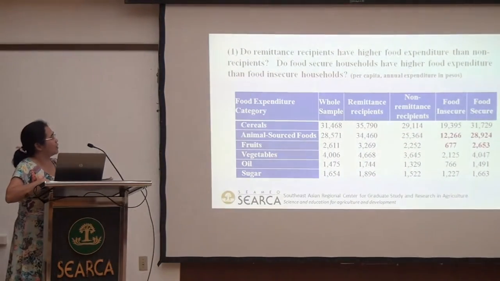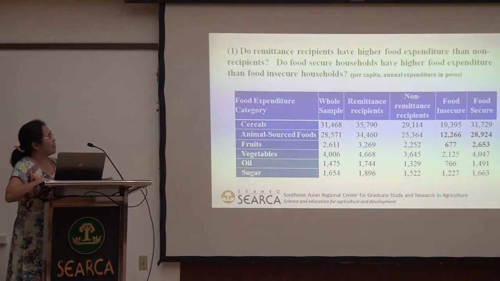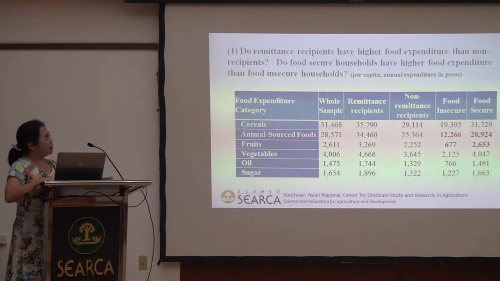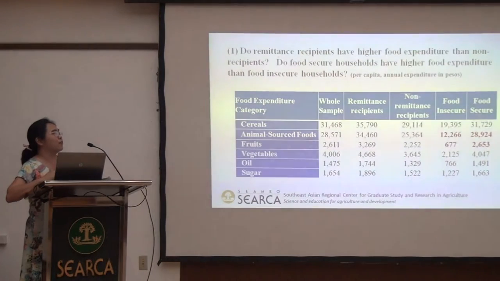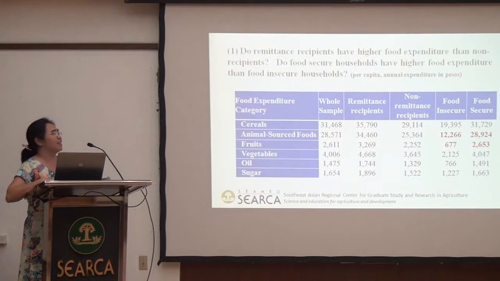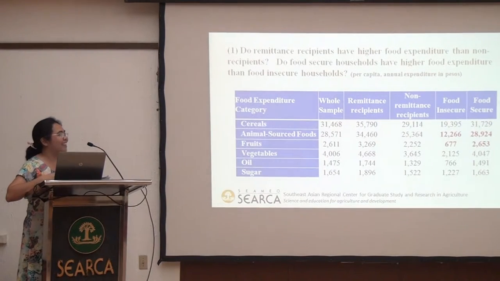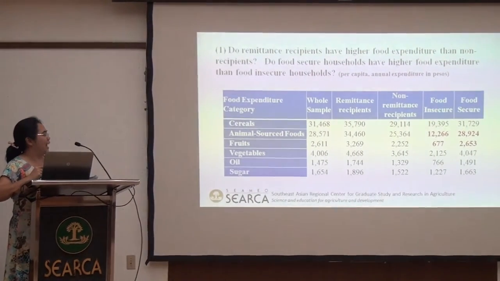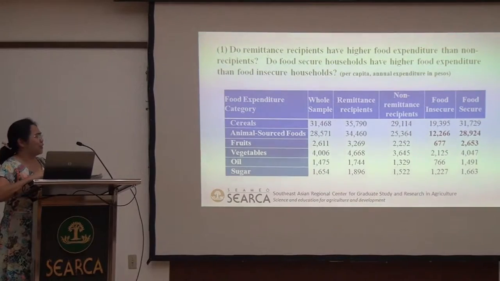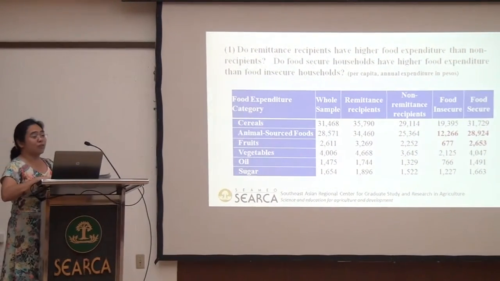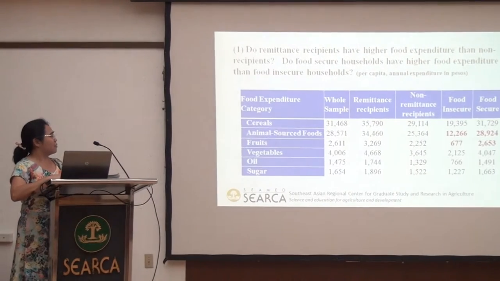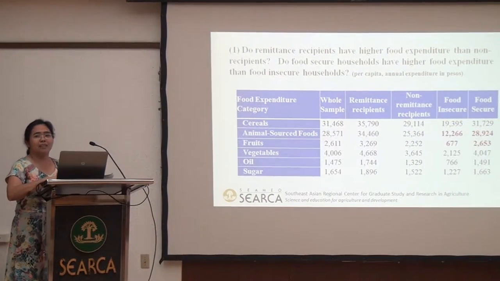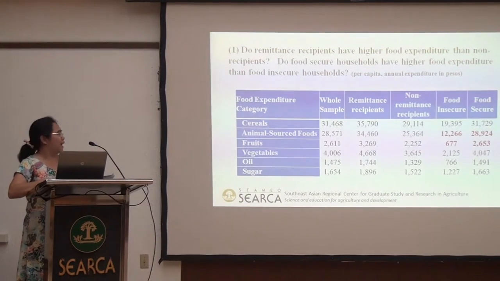So what about the second question? Do food secure households have higher food expenditure than food insecure households? Look at the last two columns. You have the food insecure and food secure. What have you noticed? Again, the food secure spend far higher than the food insecure. And take a look at the one in red font color: animal source foods and fruits. You notice that there is really a big gap between the food insecure and food secure households when it comes to animal source foods. We know that there are many nutrients that we can get from animal source foods, and same thing with the fruits.